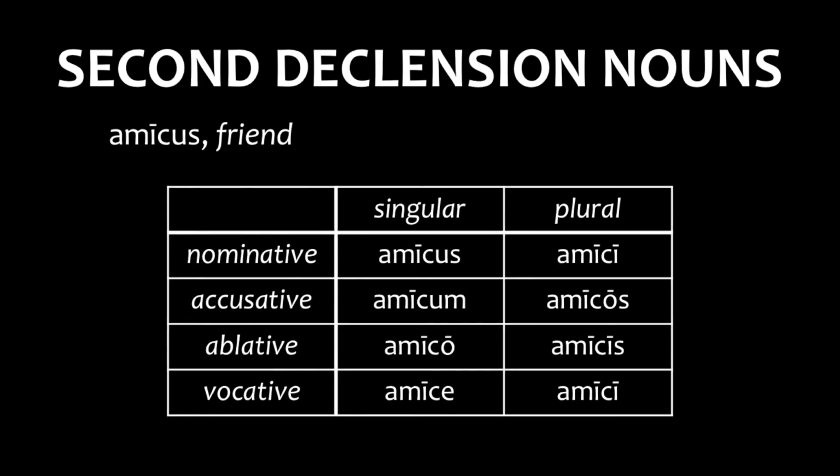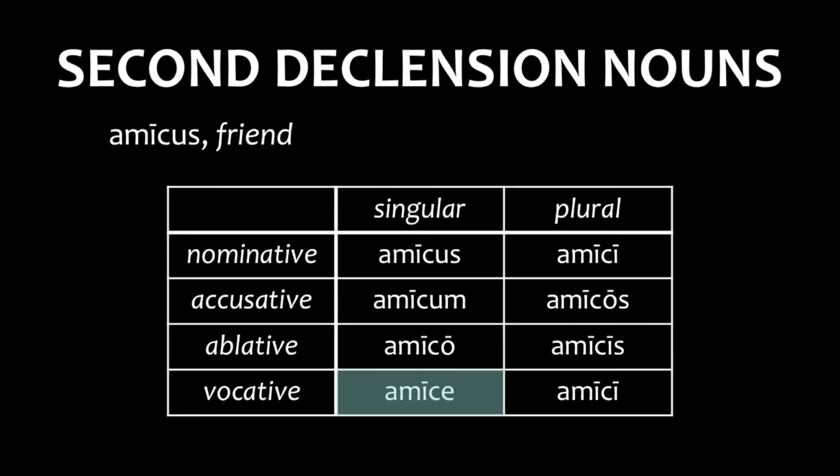So let's look at a couple different second declension nouns. Again, this is review, but you should be writing it down on your handout. So first, amicus, which means friend. Nominative singular amicus, accusative singular amicum, ablative singular amico, vocative singular amice.